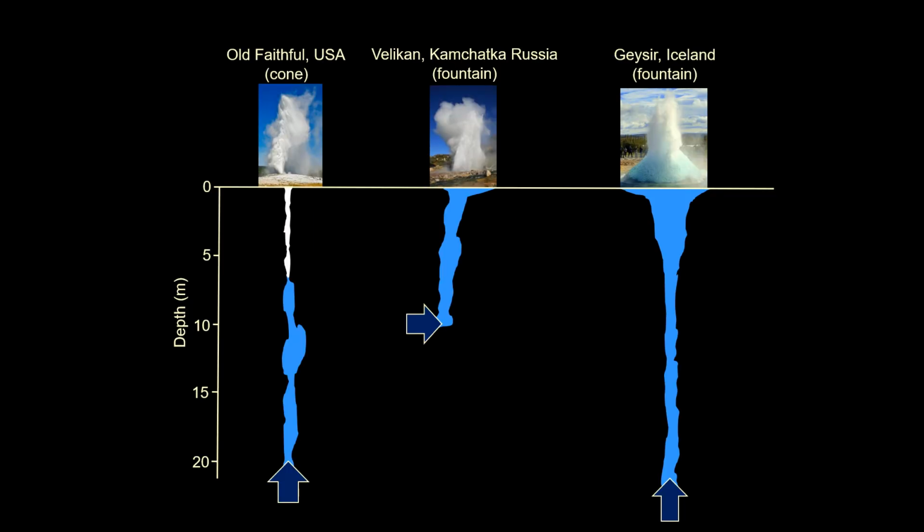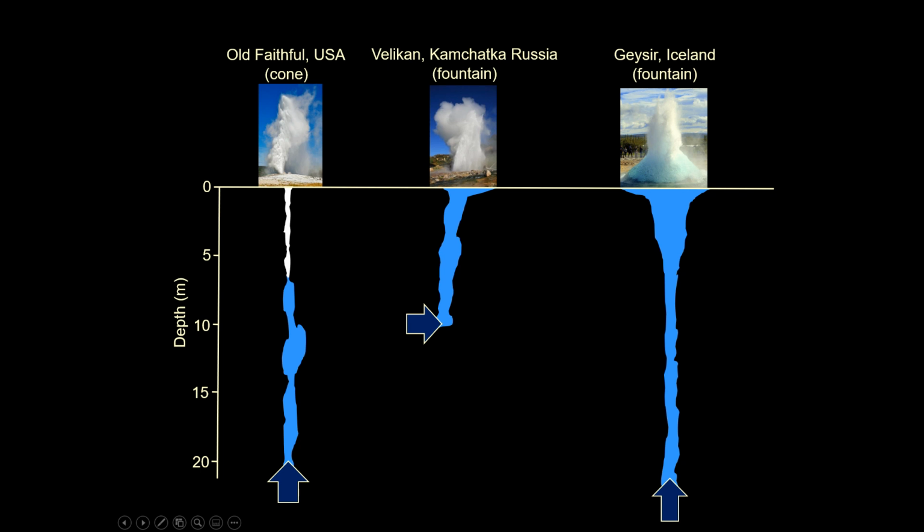So how deep are geysers? How deep down in the ground do they go? Well, they're not super deep, but just to show you a comparison of how deep that collection area, if you will, is underground, the place where water collects. With Old Faithful, a cone geyser, it's pretty deep. It goes down about 20 meters or even more.